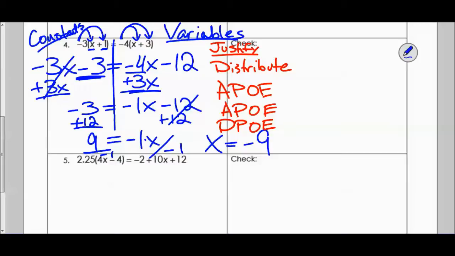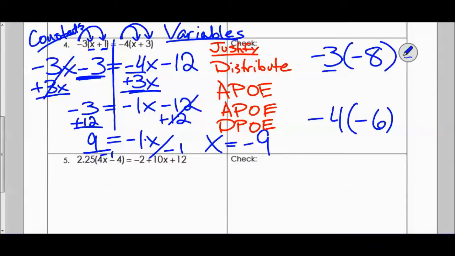We're going to check that one more time. I'm just going to do this a little bit in my head. Negative 9 plus 1 in the parentheses is negative 8. Negative 9 plus 3 in the parentheses is negative 6. I multiply 3 times 8, that's 24. And 6 times 4, that's 24. So we did that one right also.